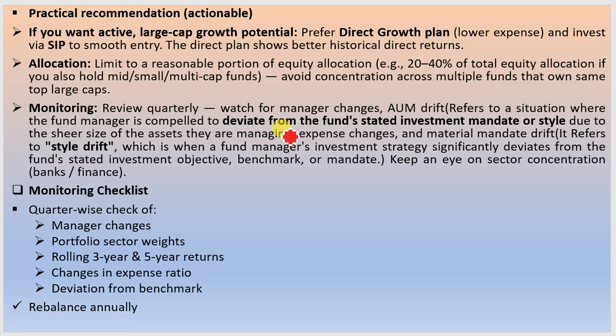What is the monitoring checklist? Check quarterly: manager changes, portfolio sector weights, rolling 3 to 5 year returns, changes in expense ratio, deviation from benchmark, and rebalance annually. Our final verdict: a strong, reliable, actively managed large cap fund suited for long-term investors with moderate risk tolerance. Use this checklist to ensure the fund continues to meet your expectations and maintains process discipline.